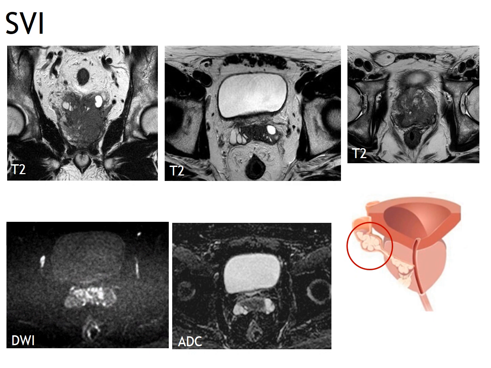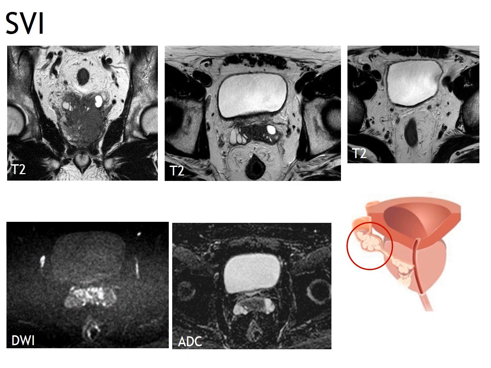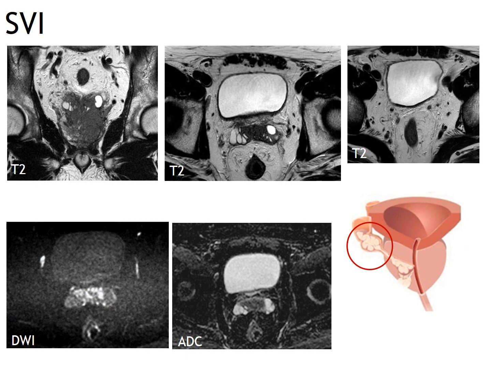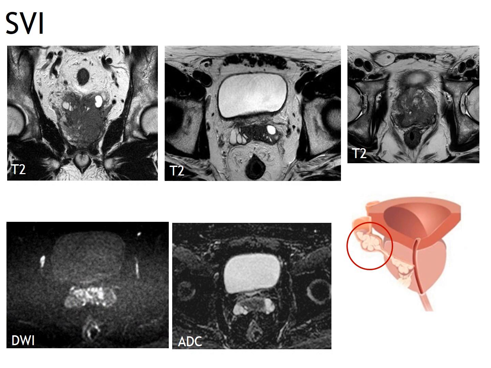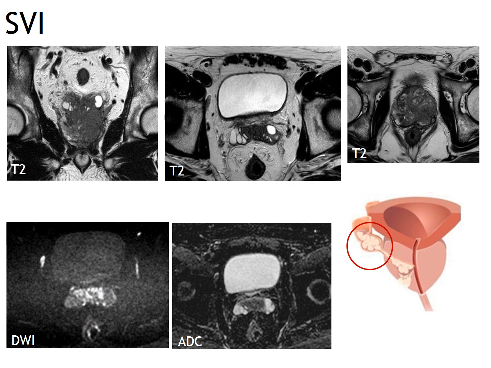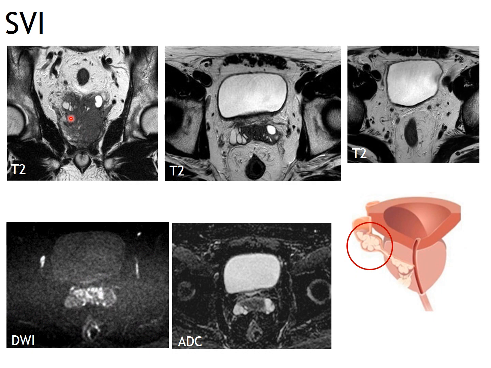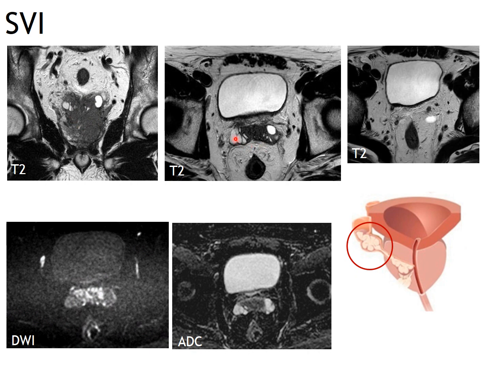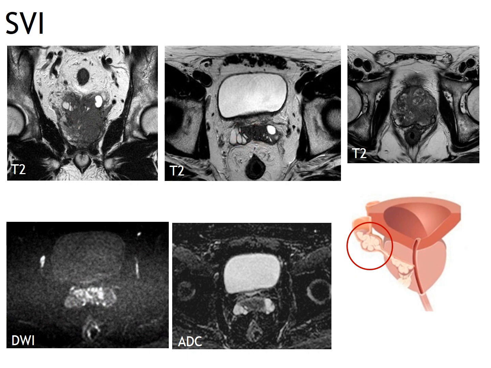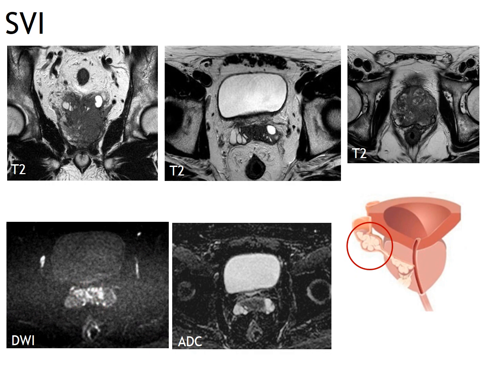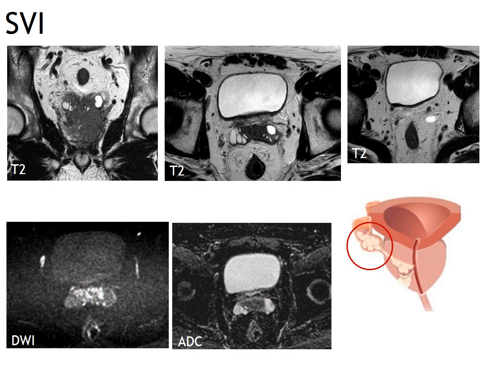Seminal vesicle invasion is another very important part of prostate cancer staging, and usually T2 weighted and diffusion weighted images well show seminal vesicle invasion. There are low intensity prostate lesions extending into the seminal vesicle, and the lesions are well shown as high intensity at diffusion weighted imaging and low intensity at ADC map.